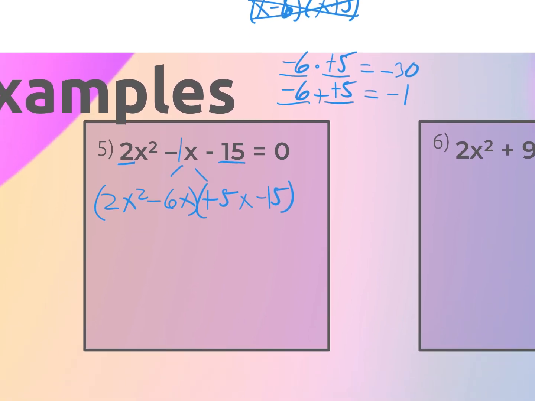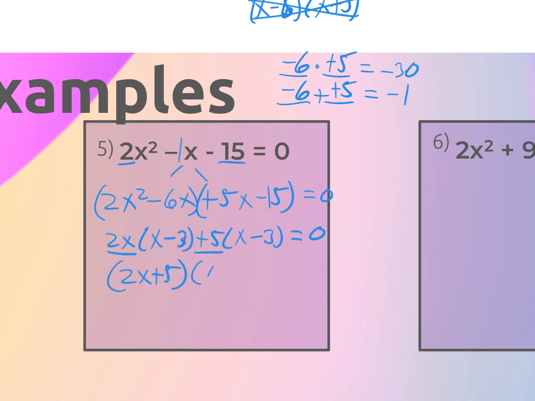Then in each group, you want to take out a GCF. In our first group, 2x squared minus 6x, don't forget the equals 0, we can take out a 2x, and we're left with x minus 3. In our second group, 5x minus 15, we can take out a positive 5, and we're left with x minus 3. Still equals 0. The numbers out front become 2x plus 5, and then x minus 3 equals 0.